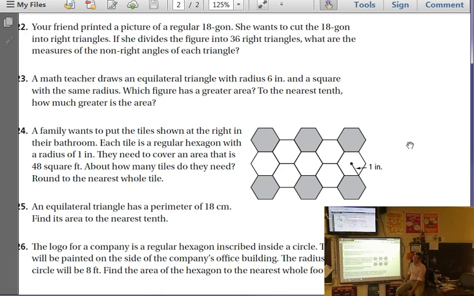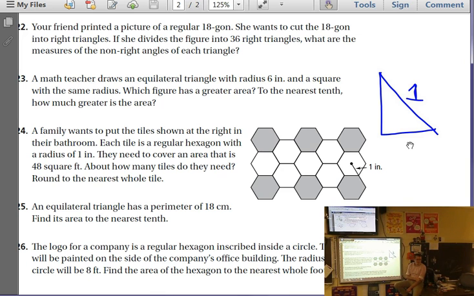So what we need to do is figure out the area of one of these tiles. And then if we know the area we need to cover, we're going to take the total area and divide by the area of each tile. Each tile has a radius of 1. So if I draw that triangle, I've got my hypotenuse.